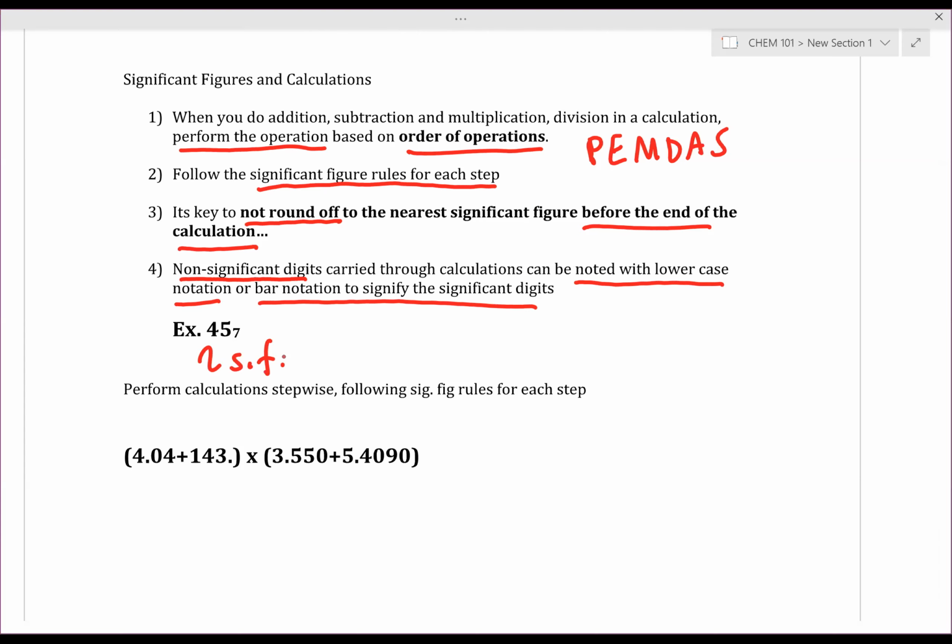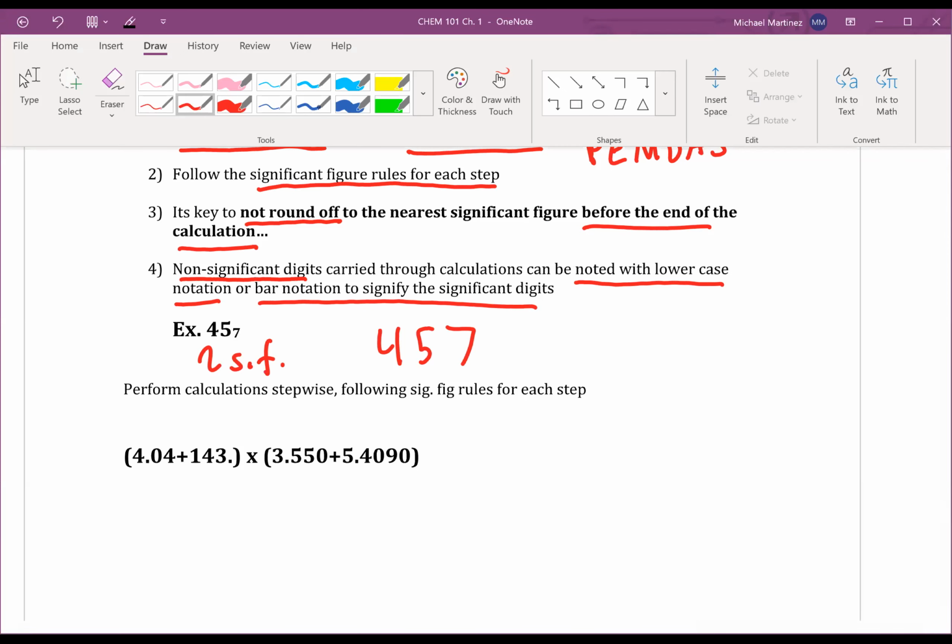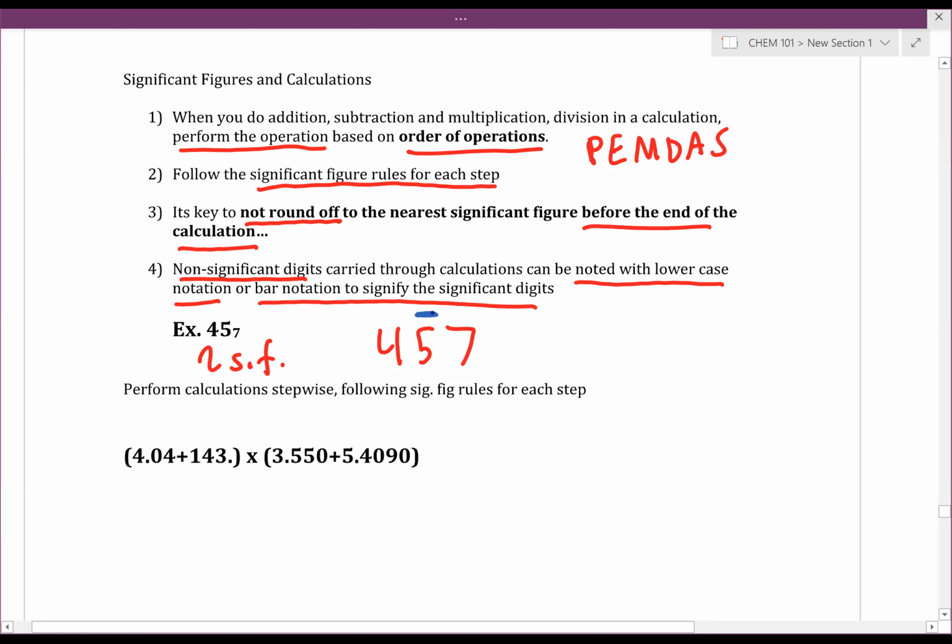A far more convenient method for handling long numbers is bar notation. So in this case, we're taking 457. What you do in bar notation is you place a bar above the last significant digit. So for example, in this example, I put a bar above a 5. Ergo, what's our last significant digit in this number? 5. So how many sig figs does this 457 have with bar notation? 2. Okay, wonderful. So this has 2 sig figs.